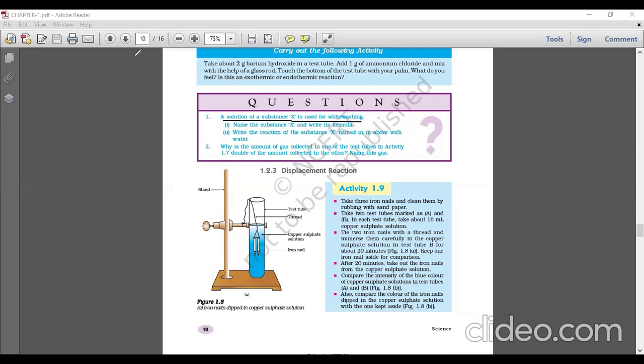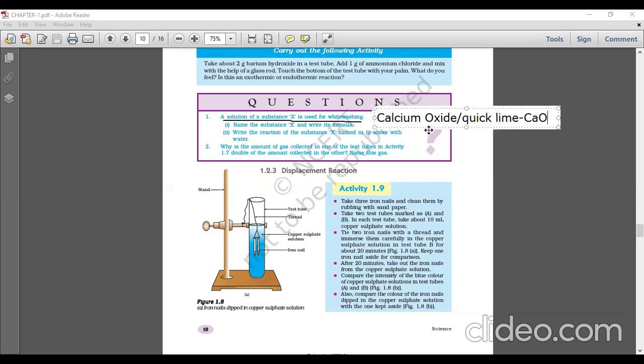So already we have learned. Which solution is it? That is calcium oxide, which is also known as quicklime. Okay, so I'll write the answer here: calcium oxide, or it is also known as quicklime, and the formula is CaO, calcium oxide. So the substance X is calcium oxide.